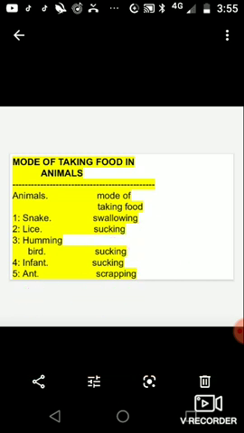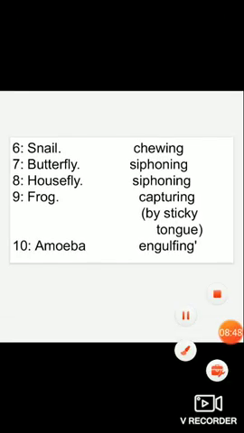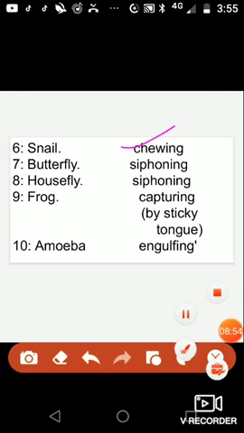Now we move to the next. Snail, they chew the food like us. Butterfly, siphoning. They have a proper type of tube, a sucking tube we can say, and through that they take up the sweet juices of the flower. Likewise, the housefly also does that.